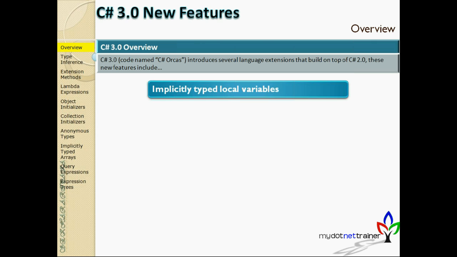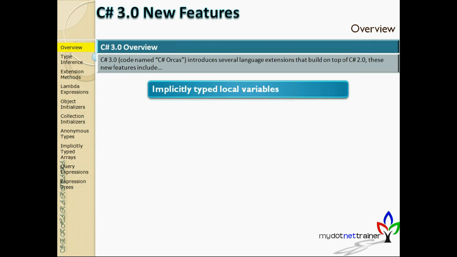So this is the first topic: implicitly typed local variables. We did see a small part of it in the previous version, wherein the data types that you define no longer need to be specified with the actual data type. If you just type a variable name using the var keyword, based on the value that you assign to that variable, the type is implicitly determined. That's all about implicitly typed local variables. We'll see it with the demo and other things.